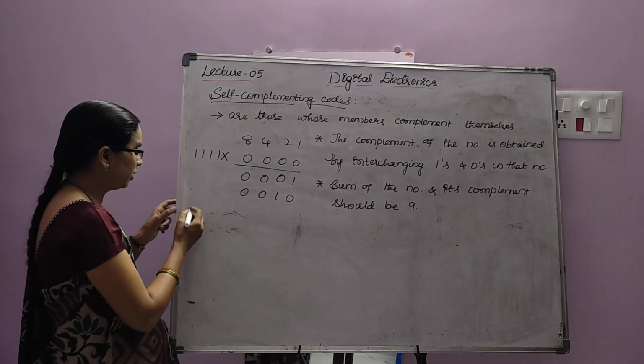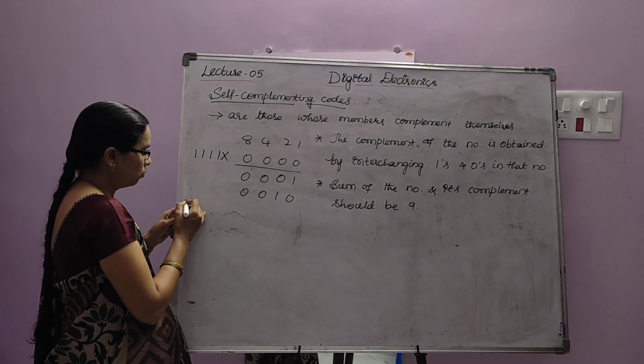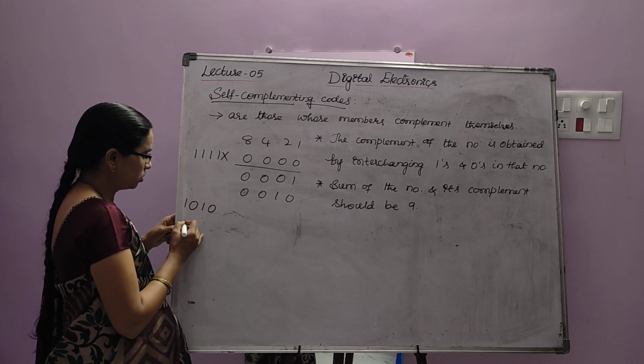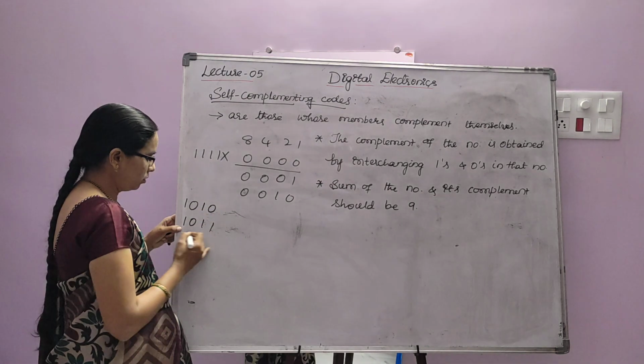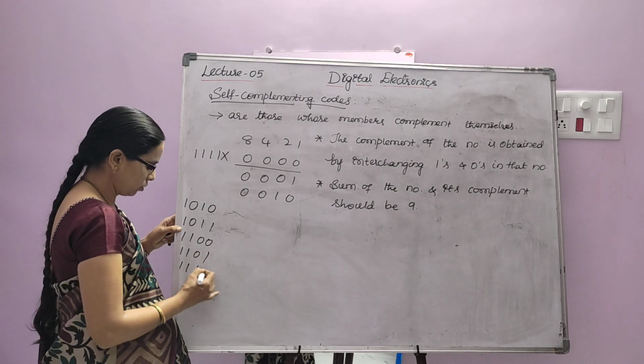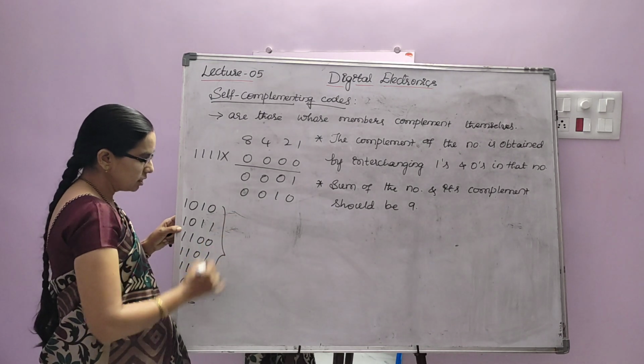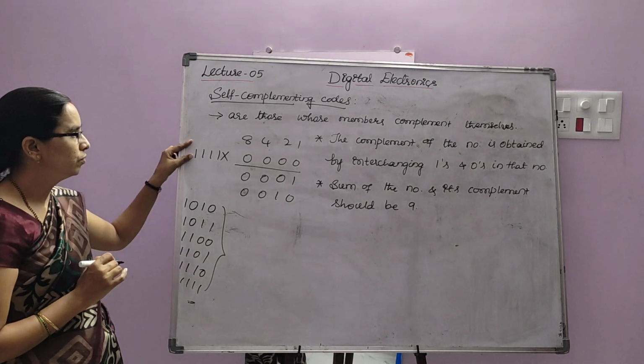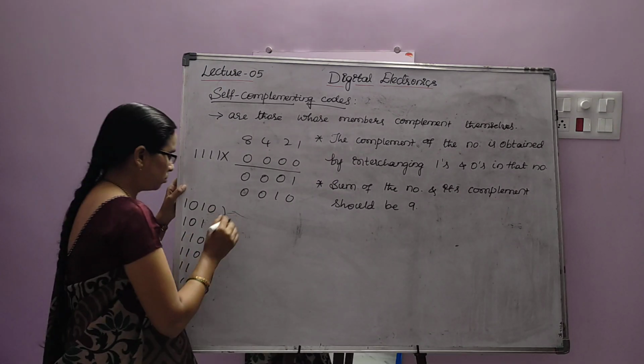What are the 6 invalid combinations? That is 1010, 1011, 1100, 1101, 1110, 1111. These are the 6 invalid combinations of this. I will take some other number.